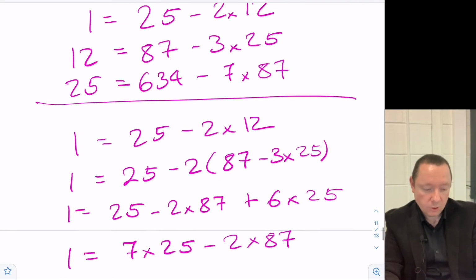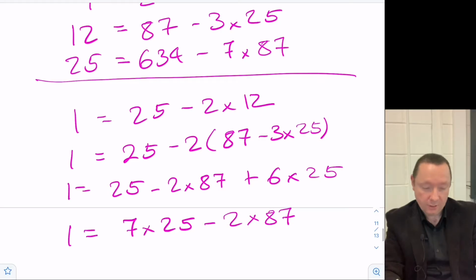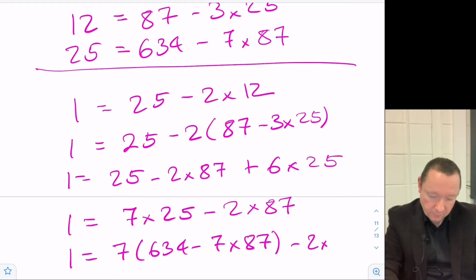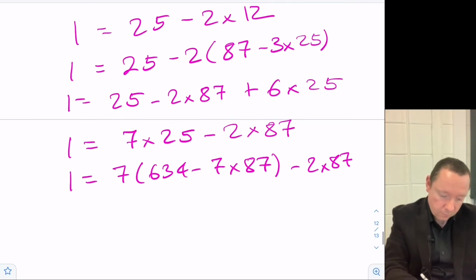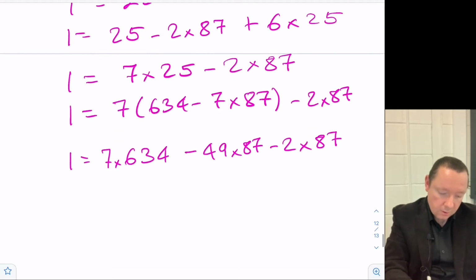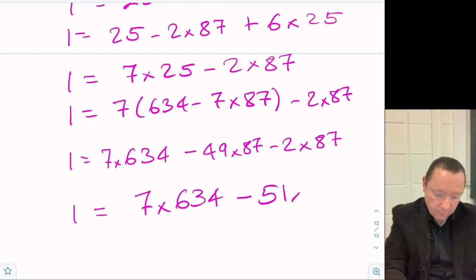And now we can substitute our 25 in. So 1 equals 7 times 634 minus 7 times 87, take away the 2 times 87 that we've still got. So 1 is 7 times 634 minus 49 times 87 minus 2 times 87. So 1 is 7 times 634 minus 51 times 87.